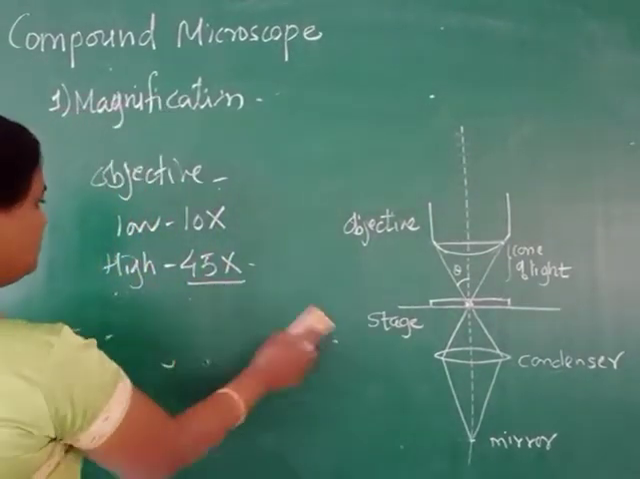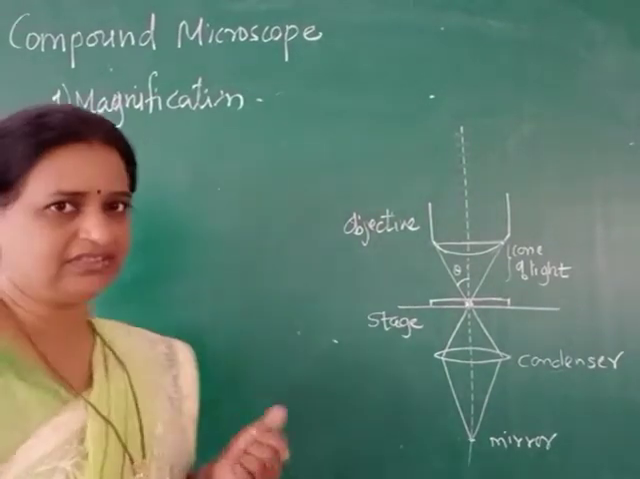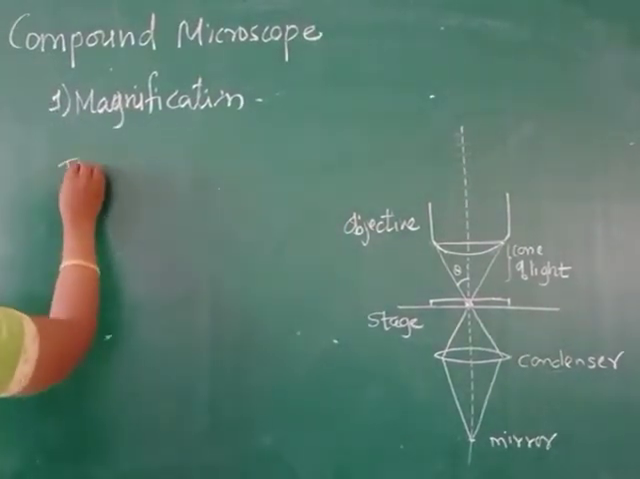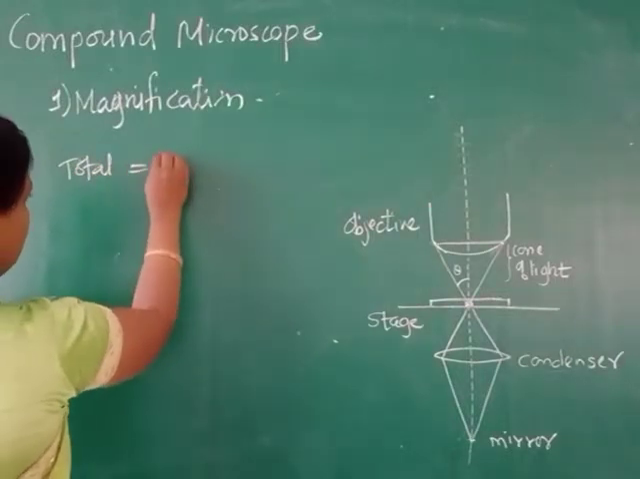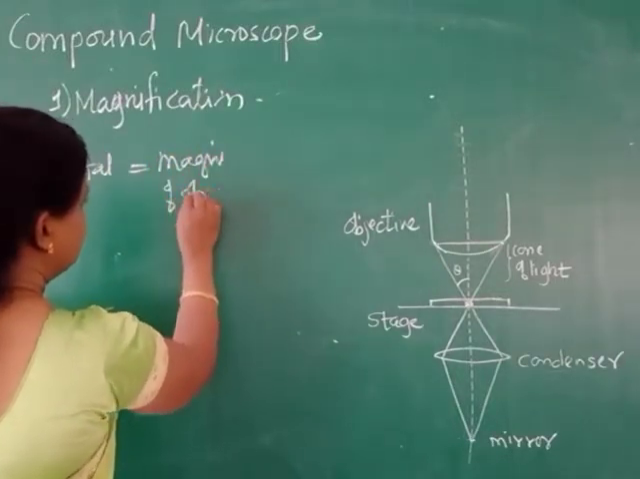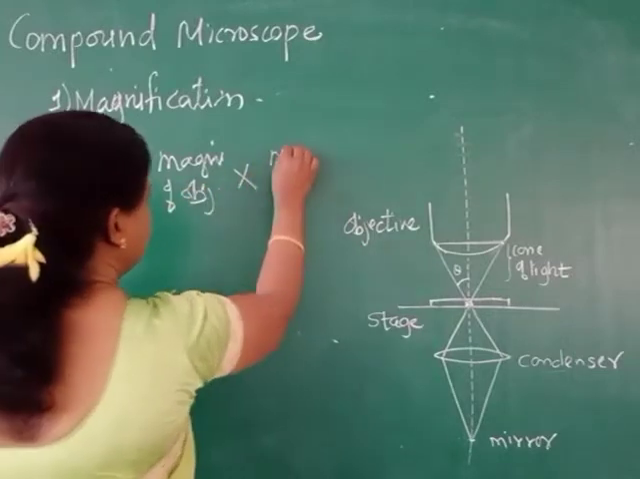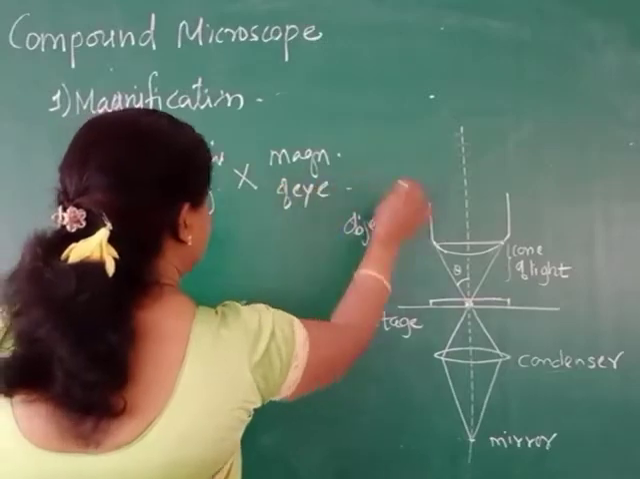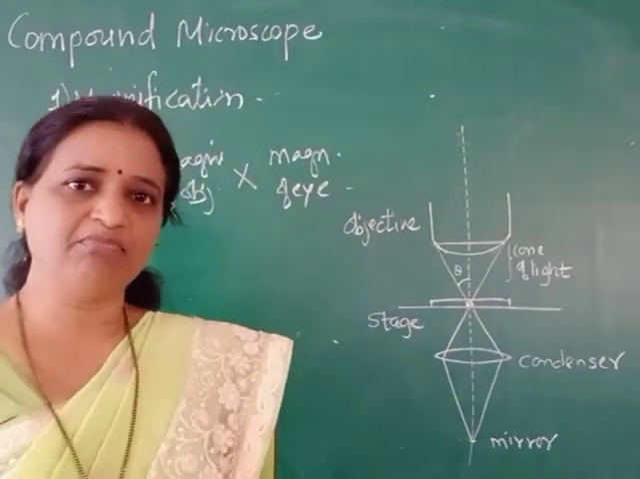Now how do we calculate the total magnification of the compound microscope? There is a formula: total magnification is equal to magnification of the objective lens into magnification of the eyepiece lens. That gives the total magnification of the compound microscope.